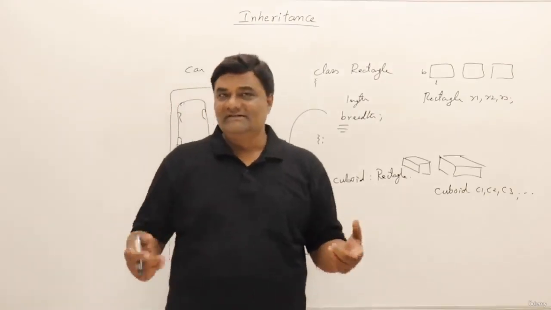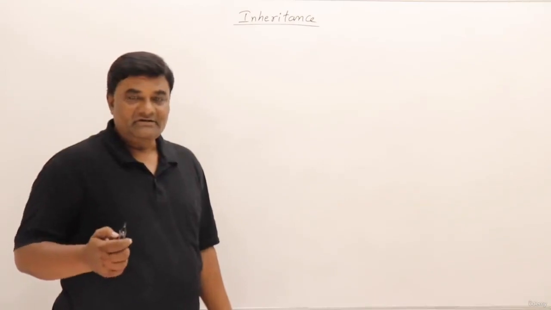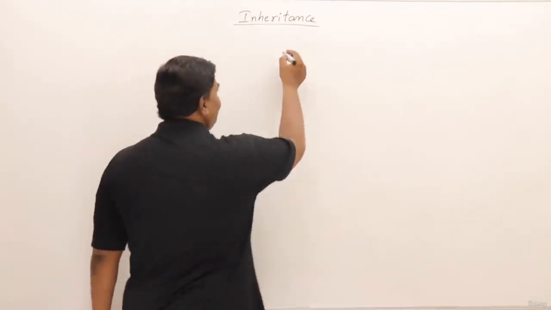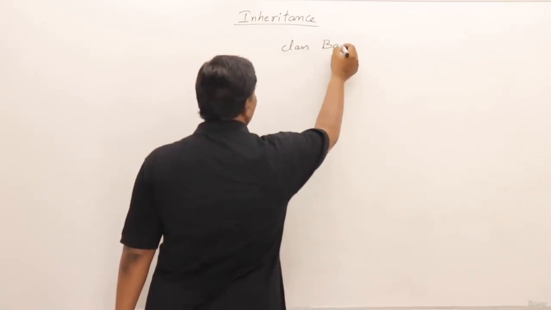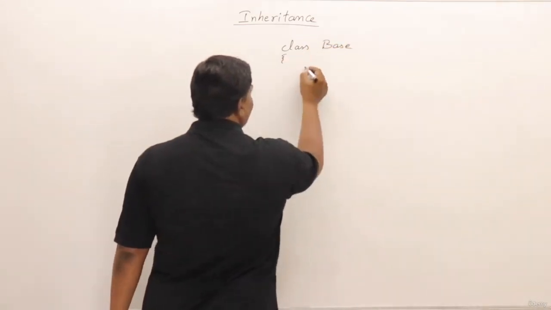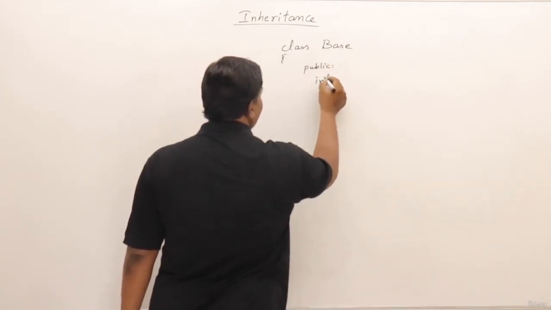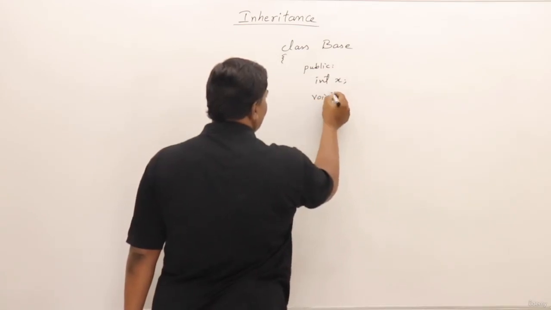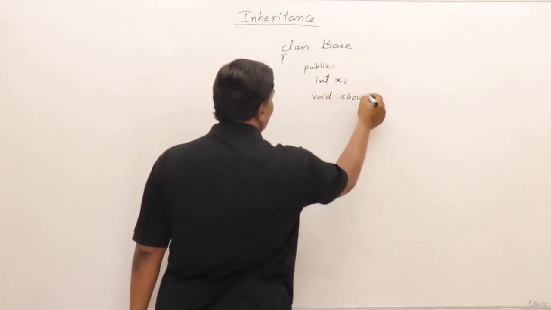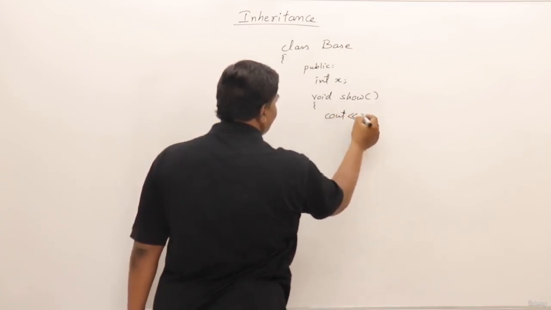Now let us see a simple example of inheritance. Let me write some example class here. See, if I have a class called base, it's having everything public. Let us say it is having a variable integer x and a function void show, which will display the value of x, cout x.